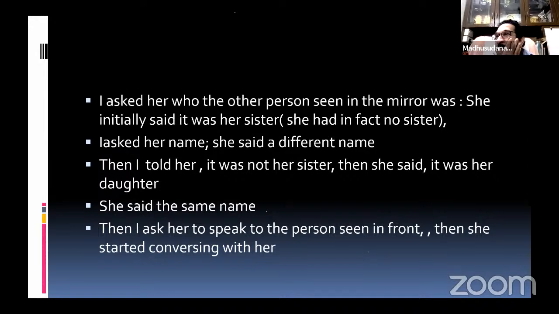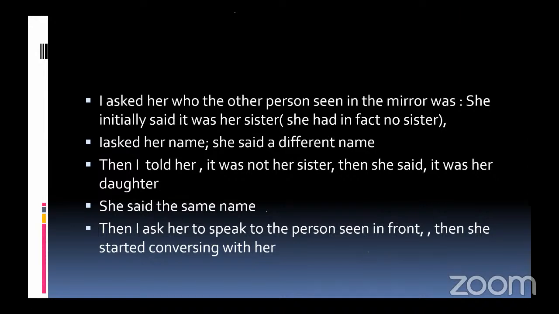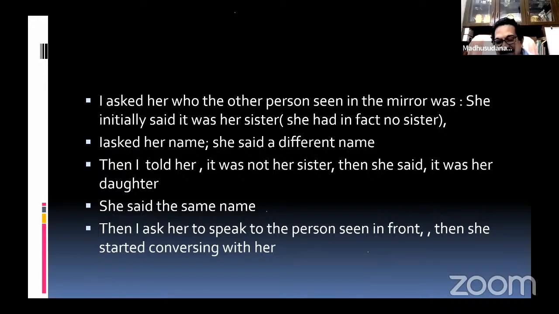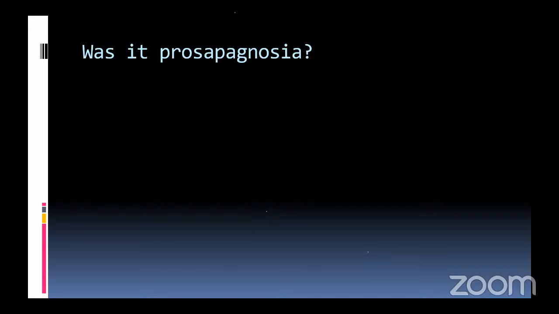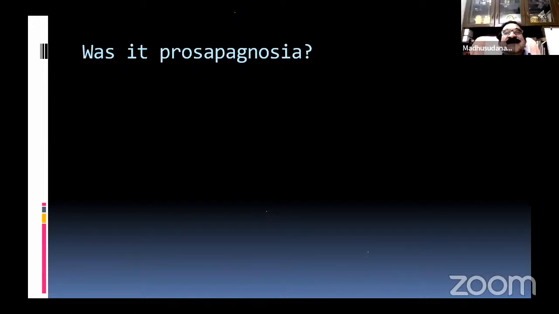So what is the diagnosis? Mirror image agnosia. Very good, perfectly right. Why not prosopagnosia? Because in real time, she is identifying others. Right, correct.